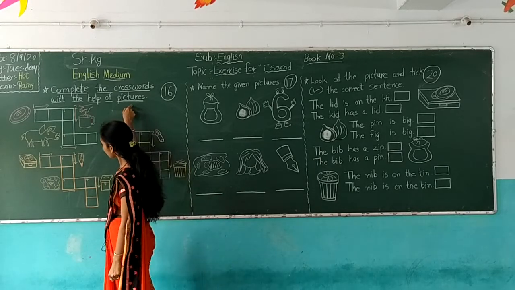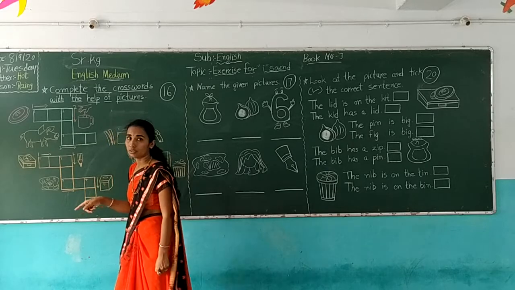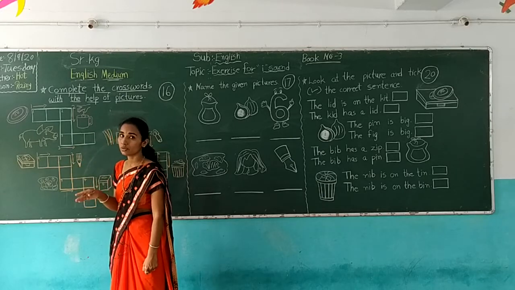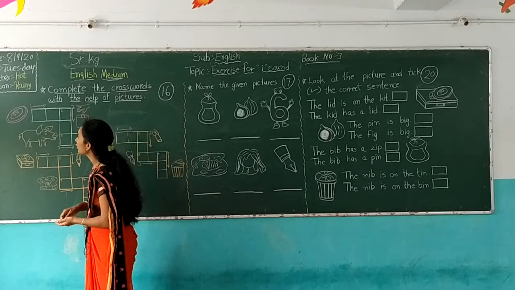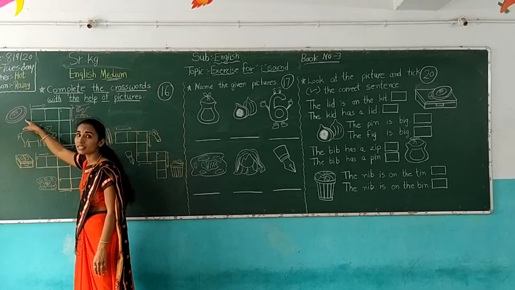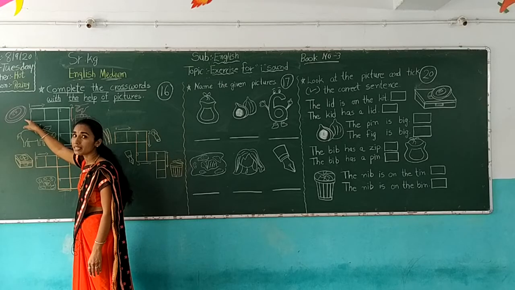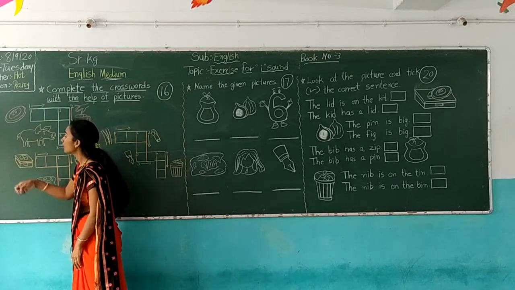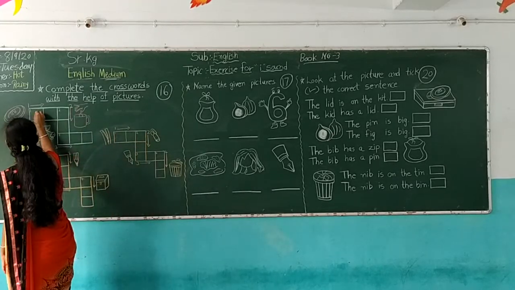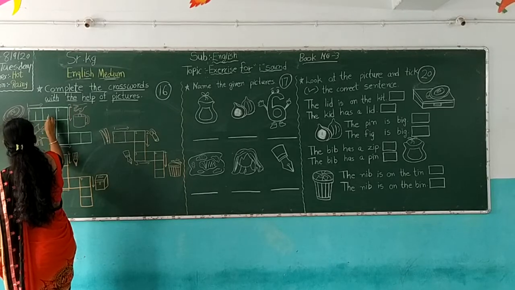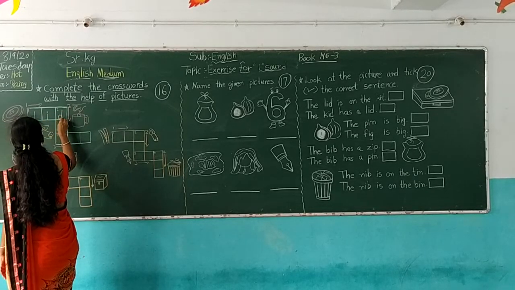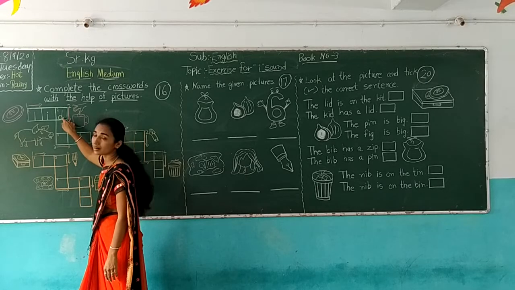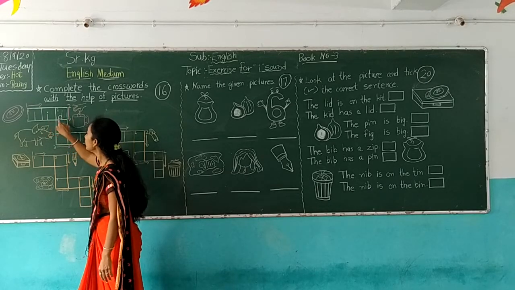Okay, so here I drew a crossword. You look at this picture and fill in the crossword. Which picture is this? Lead. So here there are 1, 2, and 3 blocks. So here we write la, id, lead. La, id, lead. Last letter da. La, id, lead.